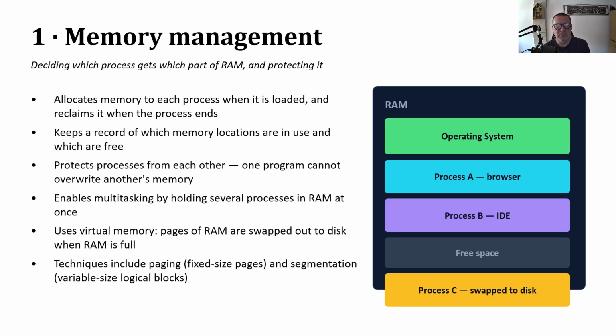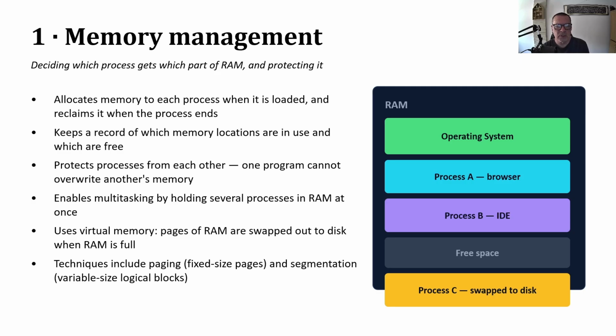Enables multitasking because it allows several processes to be held in RAM at once, and keeps track of it all so that they don't mess each other up. It may use virtual memory. Virtual memory is a process whereby some pages in RAM are swapped out to disk, to secondary storage, when RAM gets full. That allows more space in RAM to be freed up, and then another process can be swapped in and run for a little while, and then swapped out again, and something else comes back in, and so on.